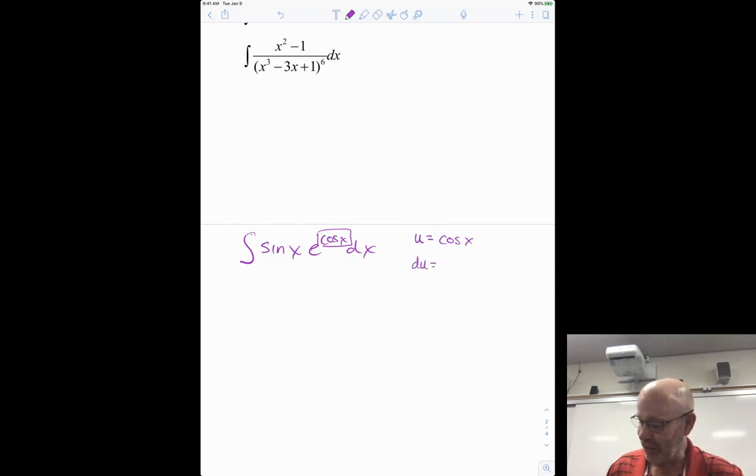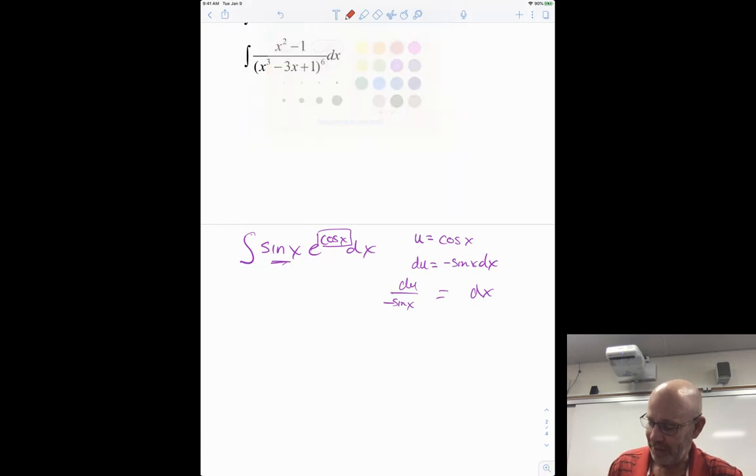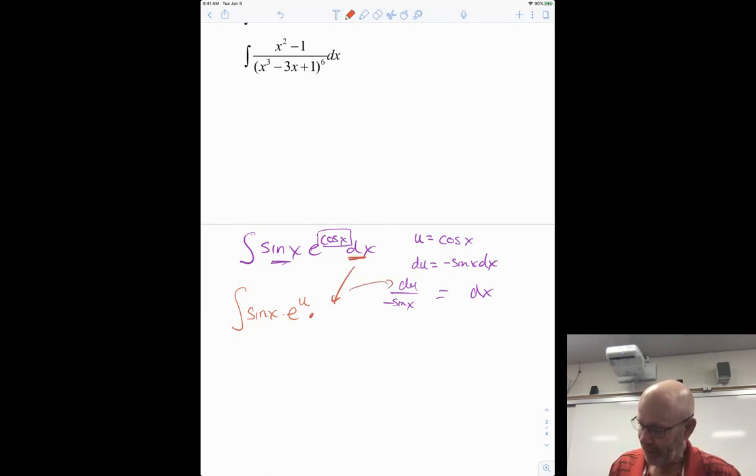So watch this. Du, because you're like, oh, what about that sine x? But watch. Du would be negative sine x dx, which means dx. So this is really good, right? Because what's going to happen when I go back to substitute, I get sine x, I get e to the u, but I still got that sine x in there. Like, whoa, wait a second, what's going on? I got two different variables. However, remember my dx is du over negative sine x. So that's going to cancel with that.